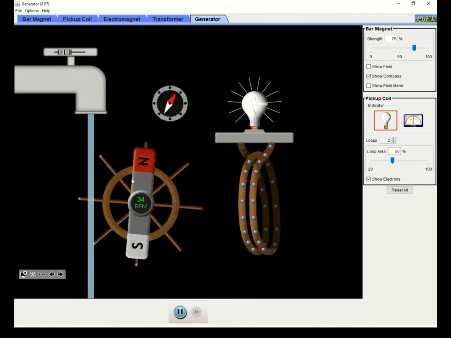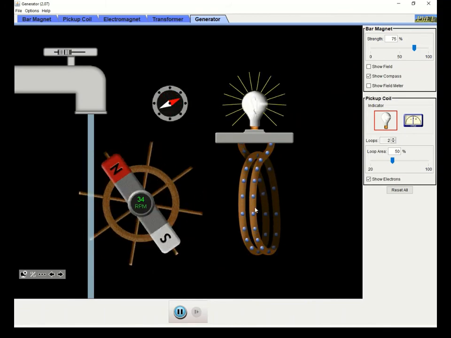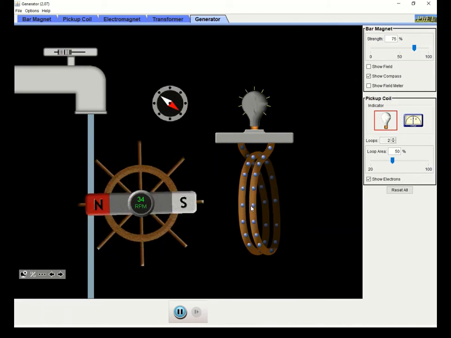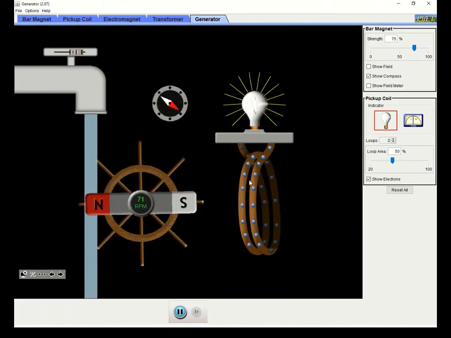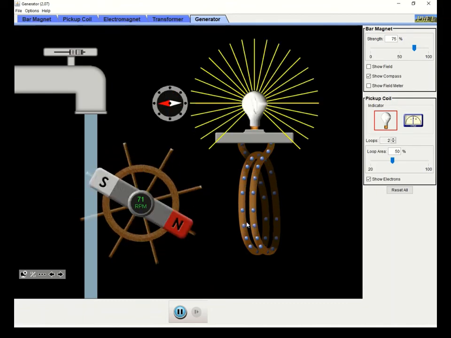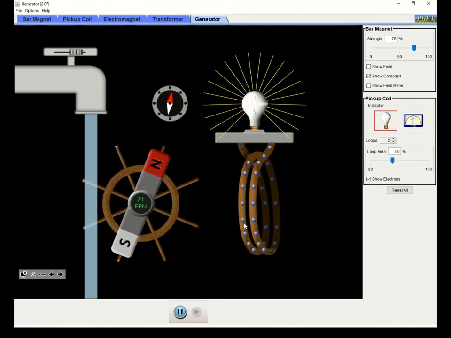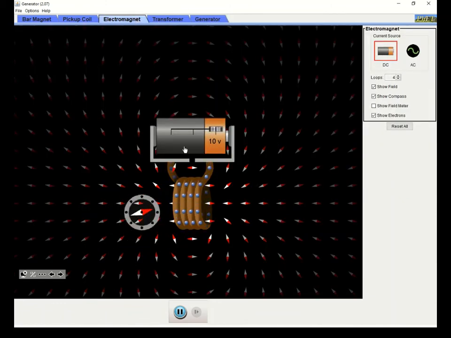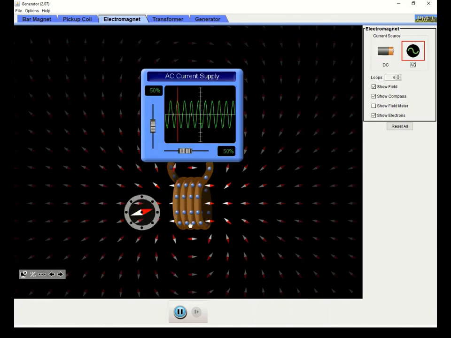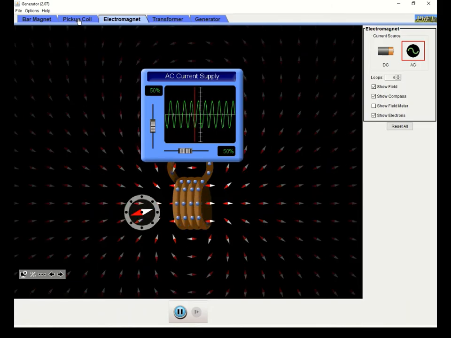So if I have a moving magnet by a coil of wire, then I get a generator and I generate electricity. But you can see the electrons are moving back and forth, back and forth. So this is alternating current. So I'm generating alternating current. But if I have a battery hooked up to it, you can see the electrons slow down. We're always moving in the same direction. That's direct current. Alternating current is when they're moving back and forth.